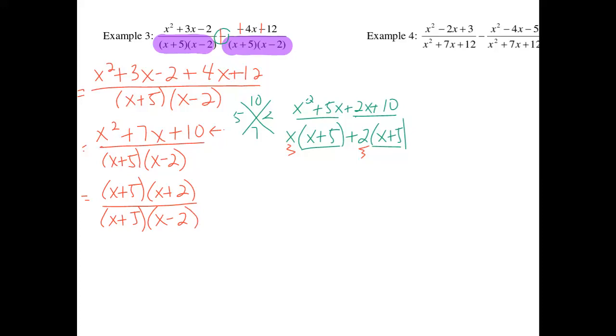So lucky for us, x plus 5s will cancel. And in this case, as tempting as it might be, we cannot cancel anything else because they are not identical factors. They're super close, but that plus minus is different. So we're going to leave this as our final answer.